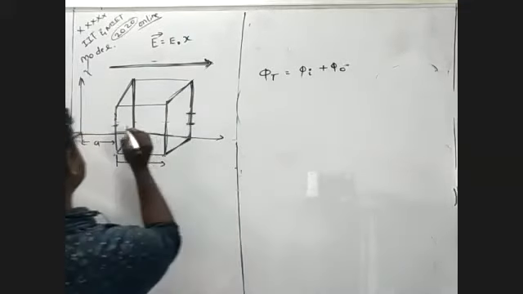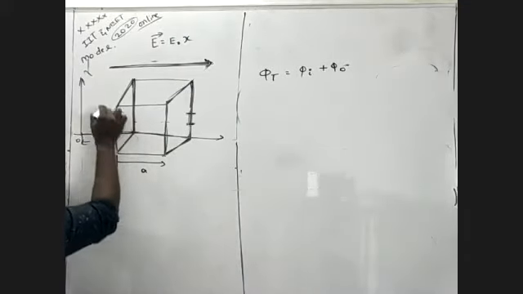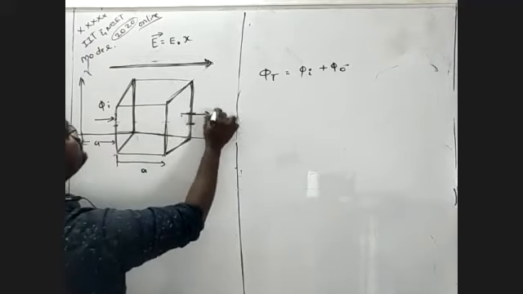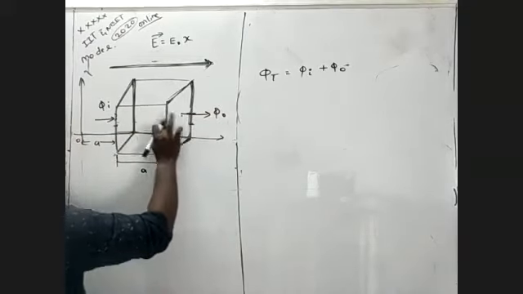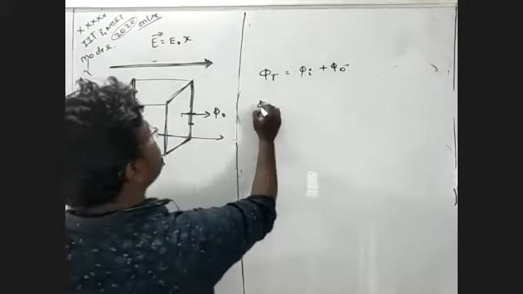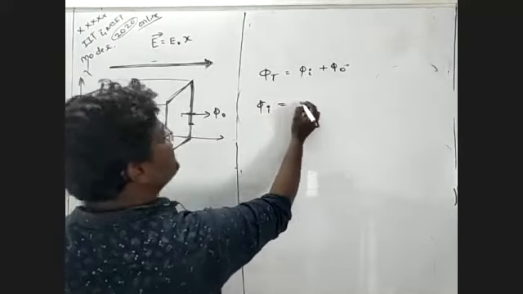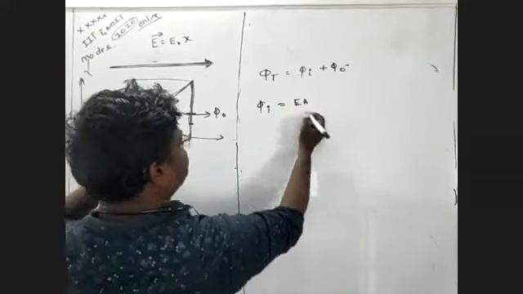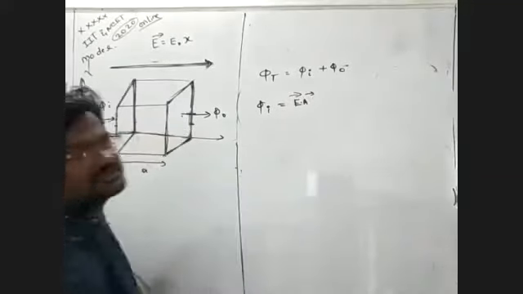First, this is the into flux and this is the outside flux. Now, the into flux: the general formula is E bar dot A bar.